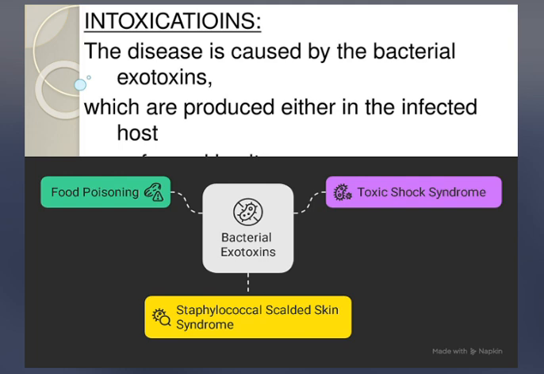Intoxications happen when bacterial exotoxins cause disease, either produced inside the infected host or in contaminated food. Key intoxications include food poisoning, toxic shock syndrome, and staphylococcal scalded skin syndrome. Understanding these helps us grasp how toxins contribute to disease beyond direct bacterial invasion.